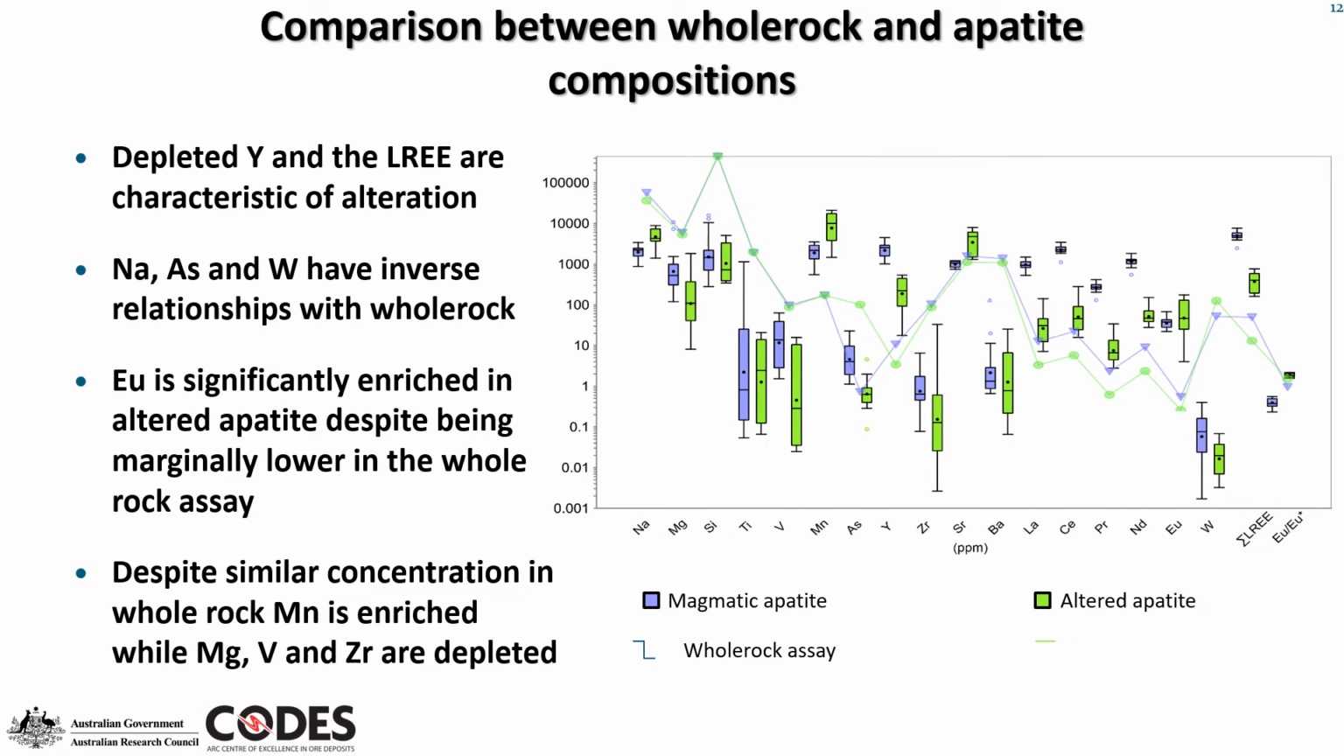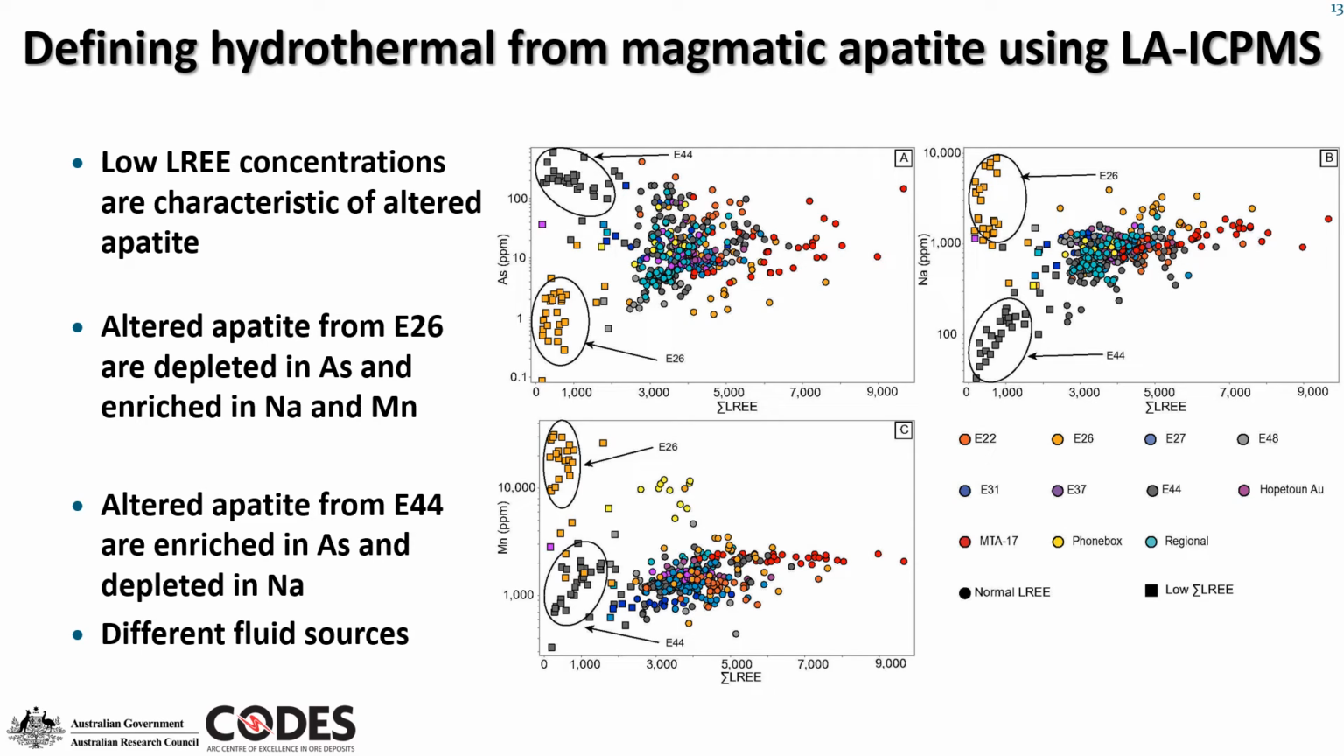Looking at that low sum of light rare earth element trend in greater detail, you can see that at E26 there's a depletion in arsenic and an enrichment in sodium and manganese that's concurrent with that depletion in the light rare earth elements, which is characteristic of the altered apatite there. Nearly opposite trends at E44, we see an enrichment in arsenic and a depletion in sodium, making it pretty apparent that these need to be considered on a case-by-case basis other than the light rare earth element depletion.